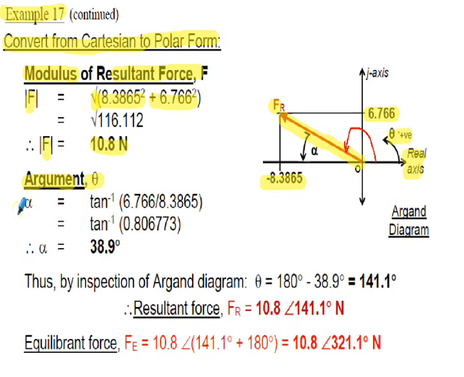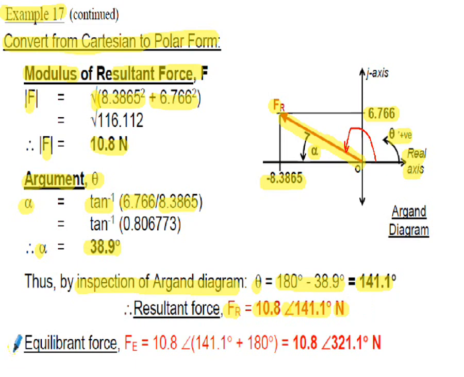To calculate angle theta, first of all I'm going to calculate angle alpha, shown in the diagram here. Angle alpha is tan to the minus 1 of the opposite side, 6.766, divided by the adjacent side, 8.3865. That gives an alpha value of 38.9 degrees. By inspection of the Argand diagram, we take alpha from 180 degrees to get theta. So theta is 180 degrees take away 38.9 degrees, which is 141.1 degrees. Our resultant force Fr is written in polar form as 10.8 argument 141.1 degrees, in newtons.